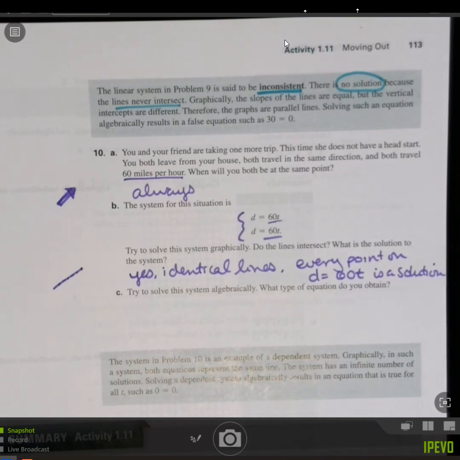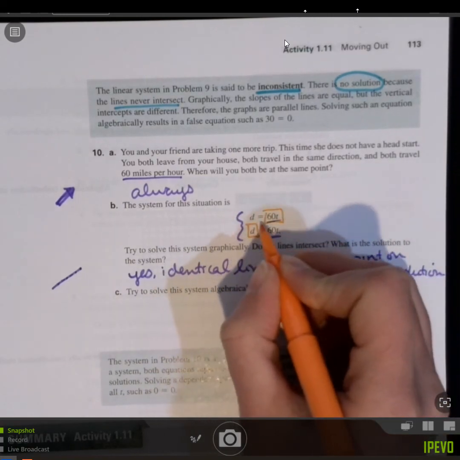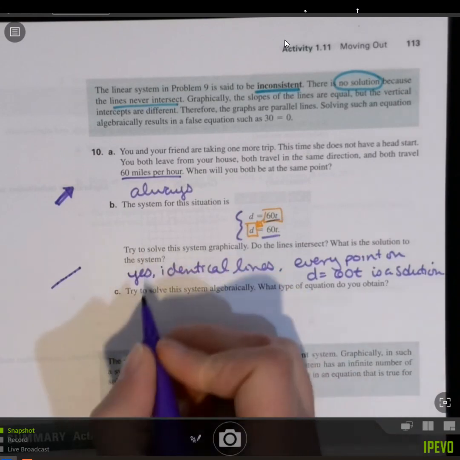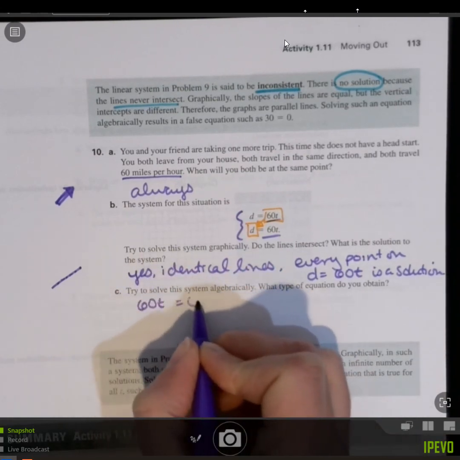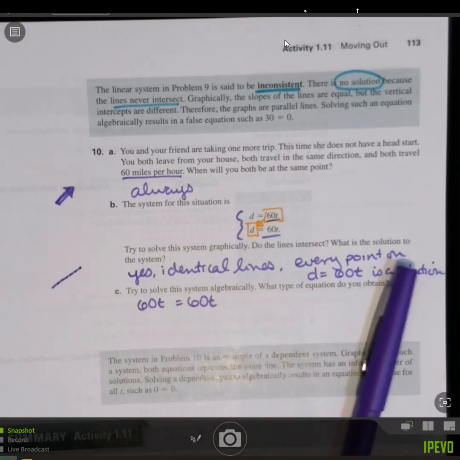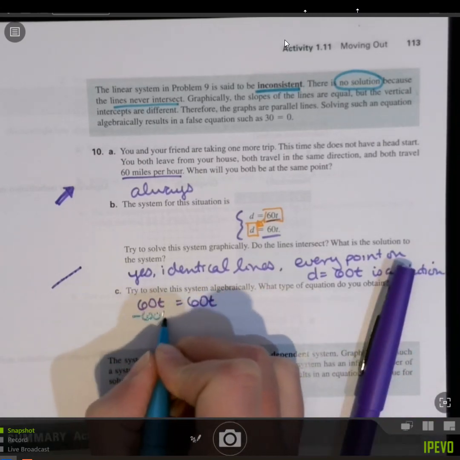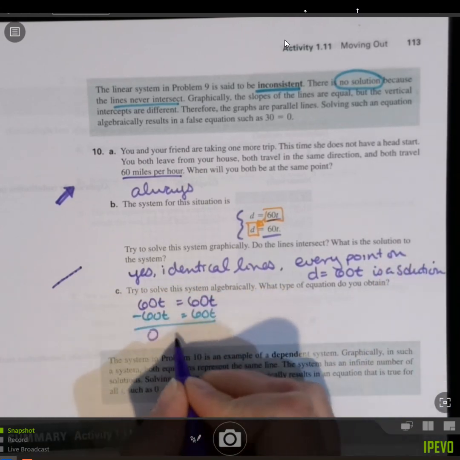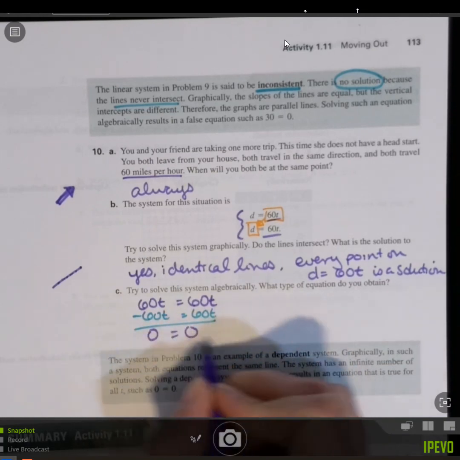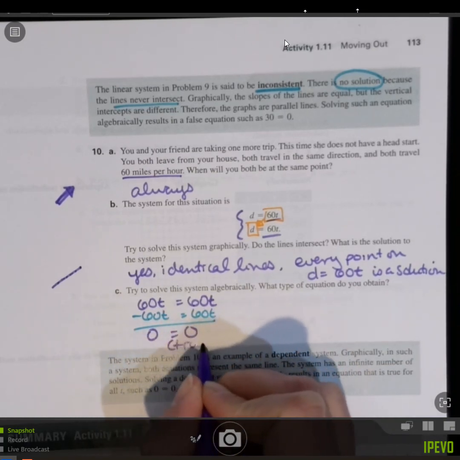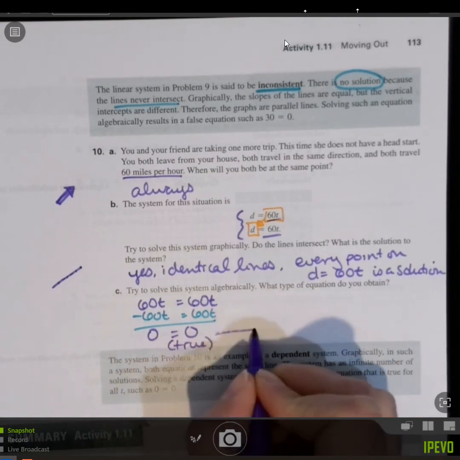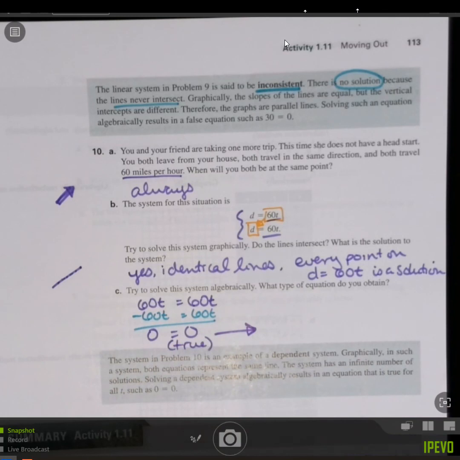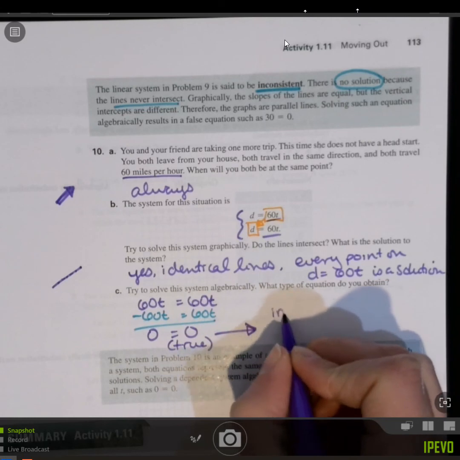Try to solve this system algebraically. Again, what d is equal to in one equation goes in for d in the other equation. So 60t equals 60t. And I've got to get my t's on the same side, so I'm going to subtract 60t from both sides. That gives us 60t minus 60t is 0 equals 0. This time, this is true. 0 is equal to 0. And that's the difference between this case and the last case. 0 equals 30 in the last case was not true, but 0 equals 0 is true. So this means that there are infinitely many solutions.